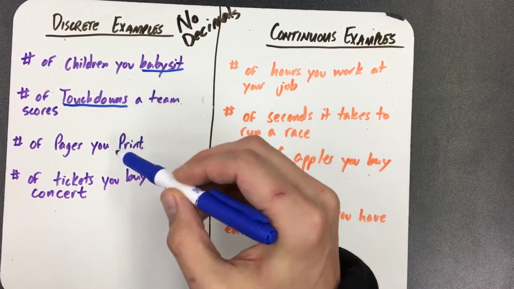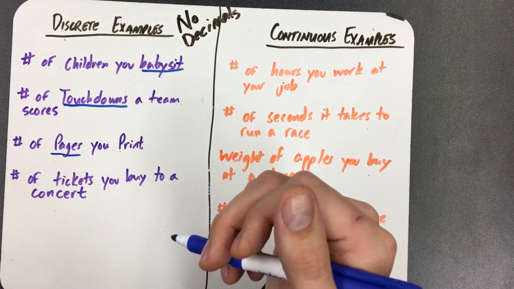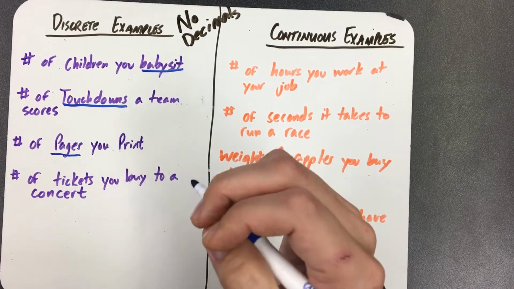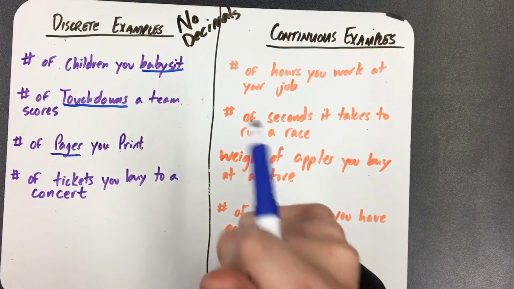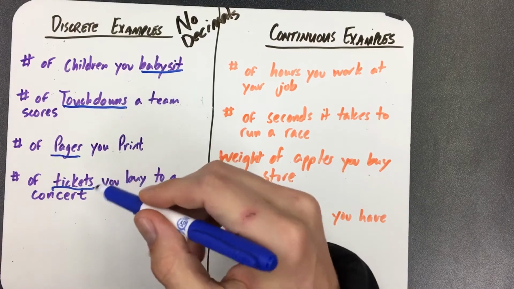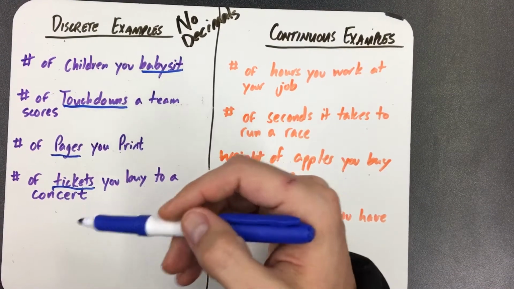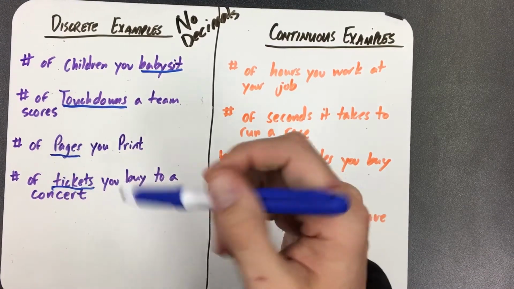Only whole numbers. The number of pages that you print off of a printer on your computer. I can't tell my computer to print 1.7 pages. That's not how it works. It's either going to print the whole page or it's not going to print anything. The number of tickets you buy to a concert, right? These are all situations where you cannot have a fractional amount. I can't order an eighth of a ticket, a third of a ticket, 7/8 of a ticket. It's not going to work that way.